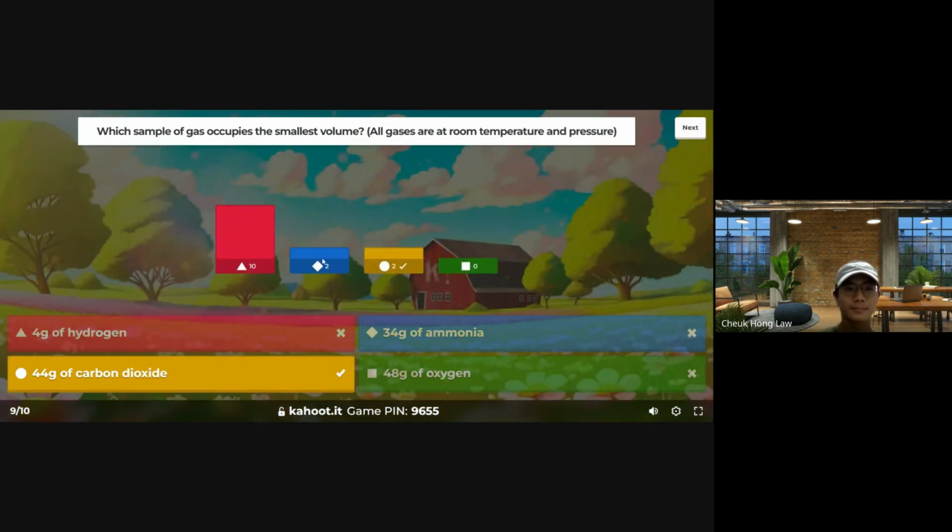Okay. So, wait. Wait, did I put the answer wrongly? Smallest. Okay, so for smallest volume, right? Okay, never mind. The answer is correct.